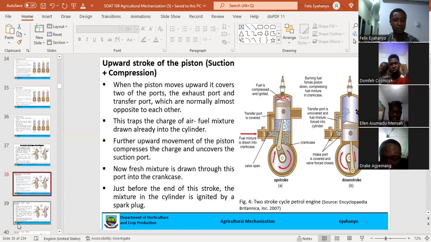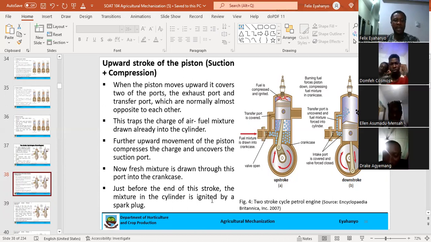Now, when the piston moves upwards, it covers the two ports, as you can see. The transport port and the exhaust port are opposite each other, right? So this traps the charge of air-fuel mixture inside, already drawn from the open valve into the cylinder. Further upward movement of the piston compresses it, and this uncovers the suction ports. Fresh air is drawn in through this port, and this is a cycle that will keep on happening.